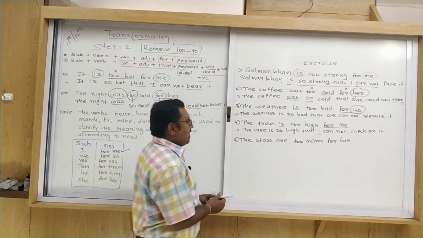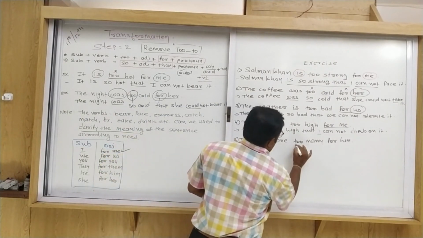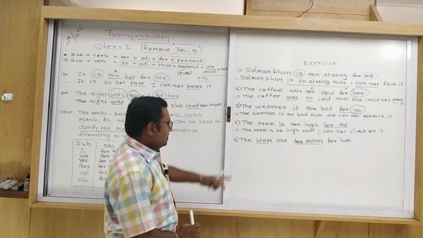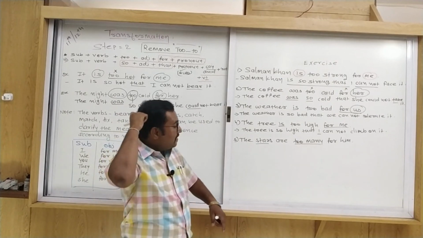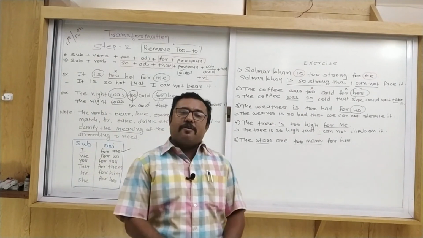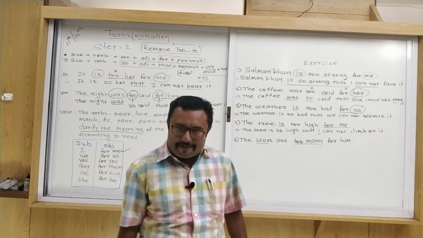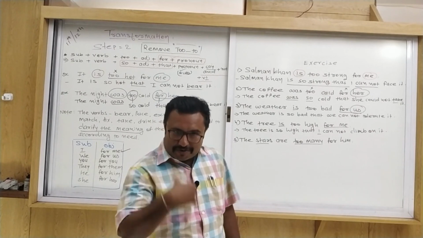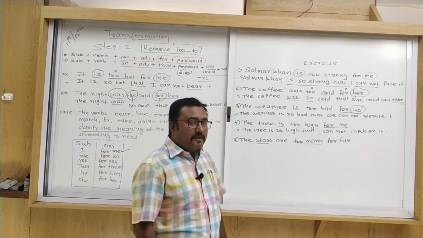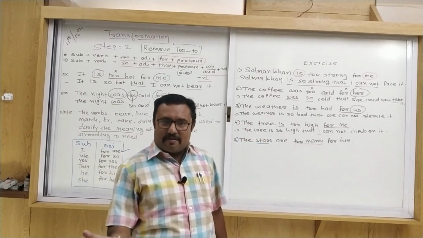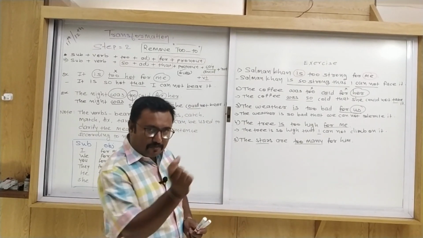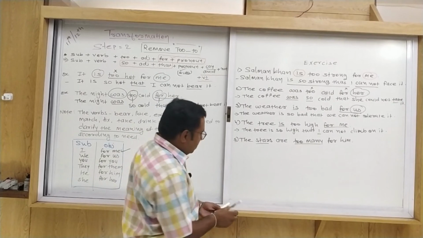The stars are too many for him. Now see, dear friends, this sentence is about the stars. Now just imagine that there are so many stars in the sky. So what will you do? Are you going to eat? No. Then are you going to fish? No. Then which verb is used here? Tell me, many stars. So what can you not do? You cannot count. The verb count is related with the stars.